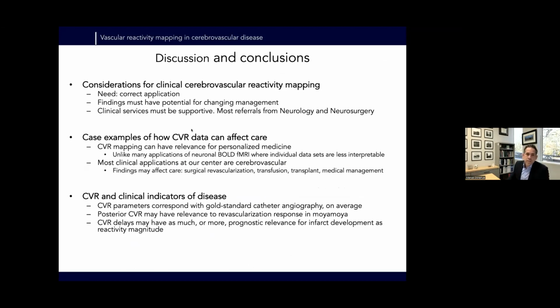So just to conclude, I went over some considerations for clinical cerebrovascular reactivity mapping. So you've got to think about the correct application, really where you can use the information to change management. And you've got to get support from really neurology and neurosurgery. They're the ones managing those patients. I showed some case examples of how you can use, on a single case, reactivity to really affect care in patients.